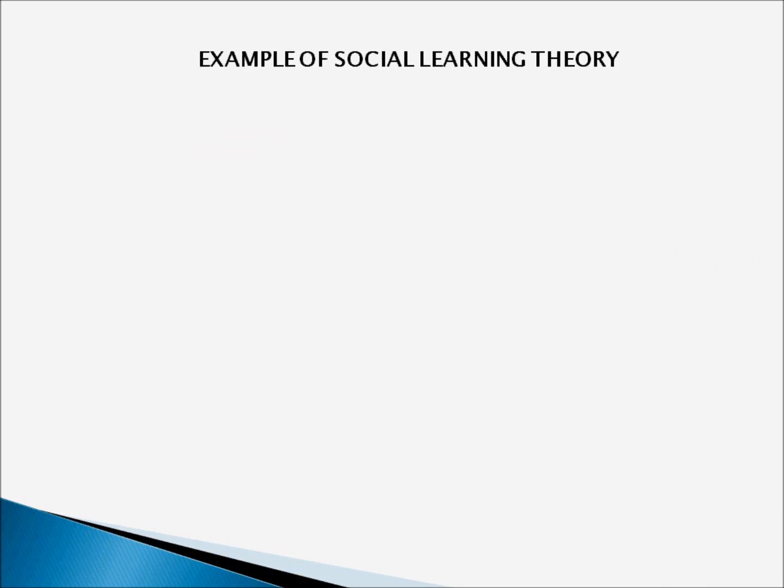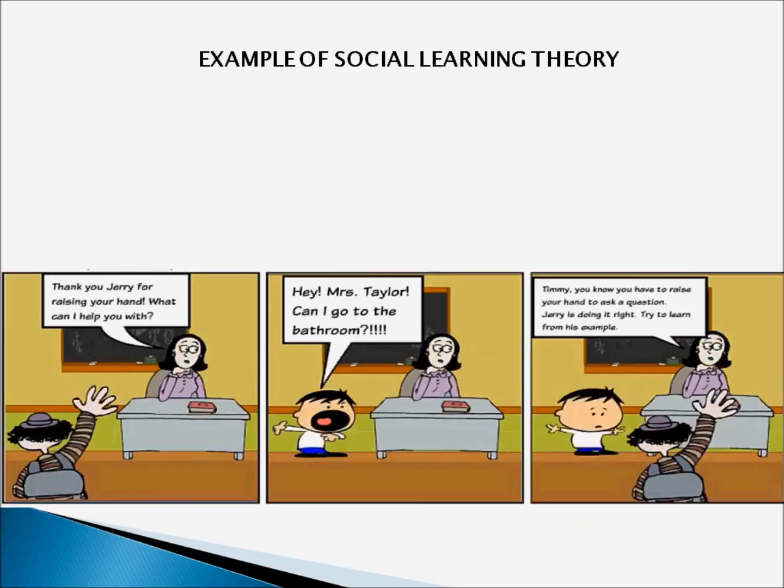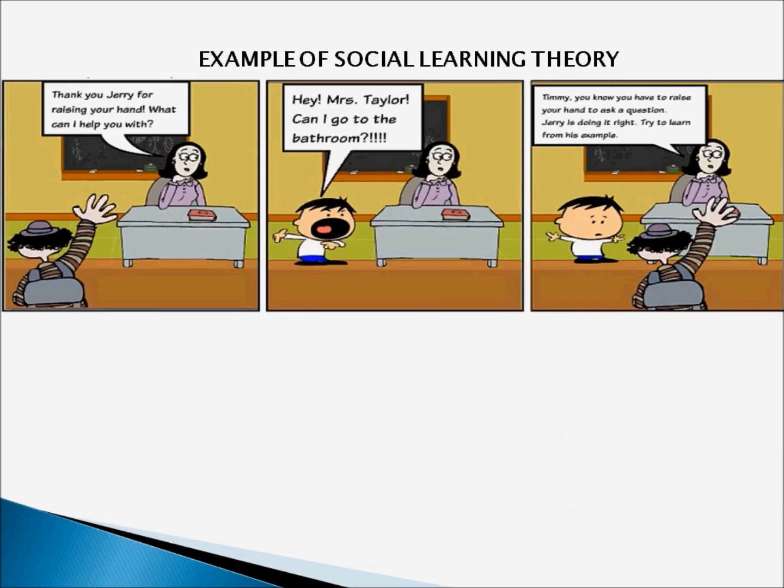So an example of social learning theory is shown in this particular picture. In this picture, there is social learning taking place, that whenever you have to ask a question, you have to raise your hand. Now the other boy is learning this through modeling, through observation, that this is the process I have to follow whenever I have to ask for something, raising of the hand. This is social learning.